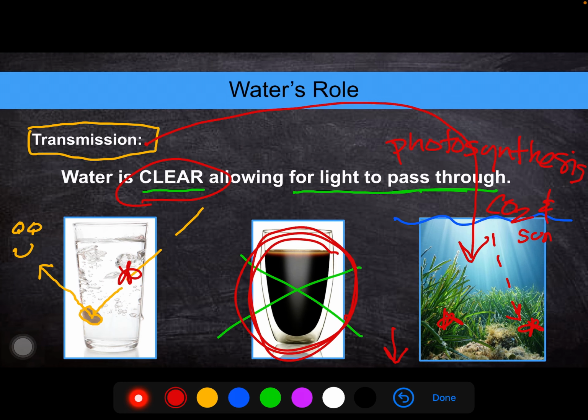So there's kind of a sweet spot or a zone where plants can live under a certain depth of water with certain levels of clarity because of this property of transmission, allowing light to pass through, and in the case of our plants, get that sunlight to them so they're able to do their photosynthesis and live.